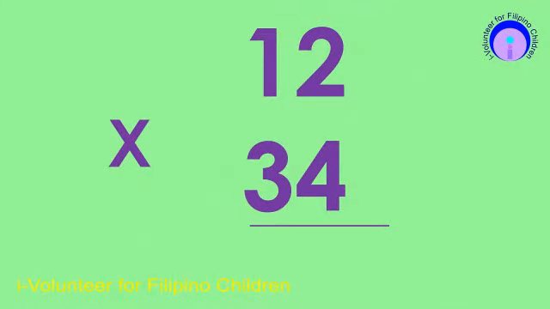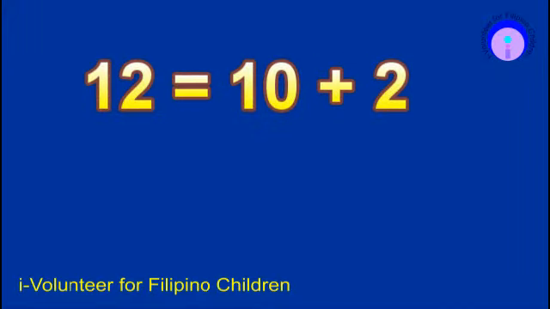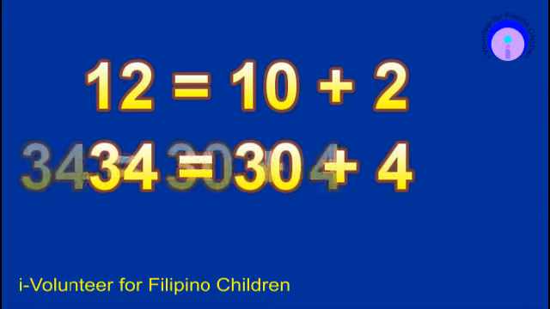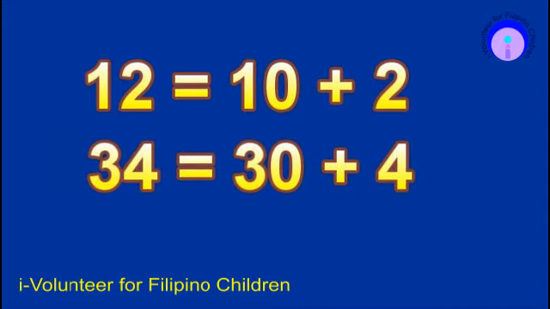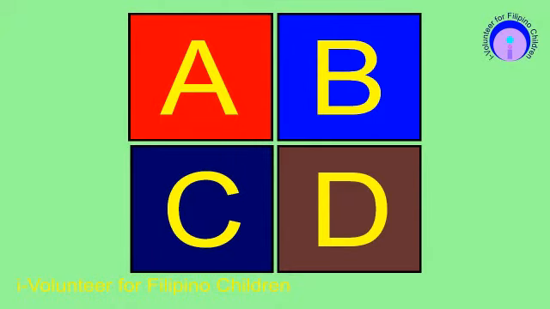We will multiply 12 by 34. The number on top is called the multiplicand, and the number below the multiplicand is the multiplier. Now, we are going to expand 12 as 10 plus 2, while the other one, 34, is expanded as 30 plus 4. Now, let's distribute the expanded form.